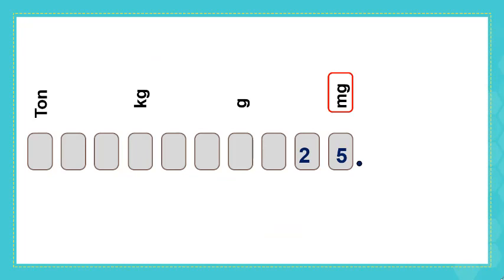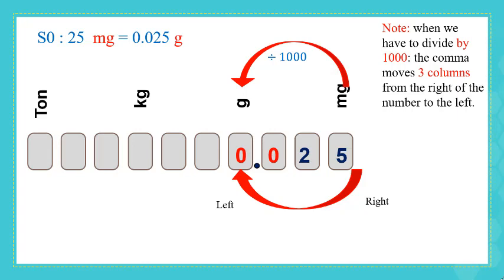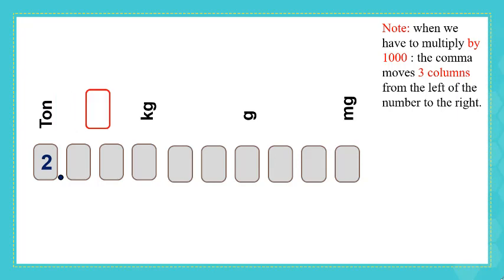Let's make an example. Convert the number 25 from milligram to gram. From milligram to gram means from the smallest to a bigger unit. Then we have to divide. And these two units are next to each other, then there is 1000 between them. So we have to divide 25 by 1000. And from mathematics lessons, when you want to divide by 1000, you have to move the comma 3 columns from the right of the number to the left. 1, 2, 3. Stop here and substitute zeros in the empty columns. So 25 milligram equals 0.025 grams.